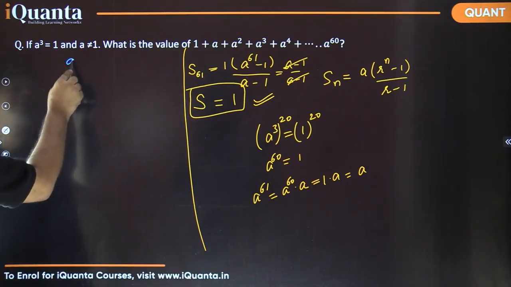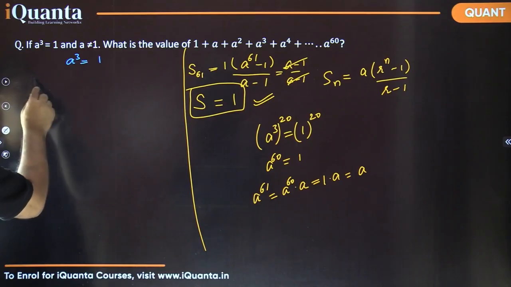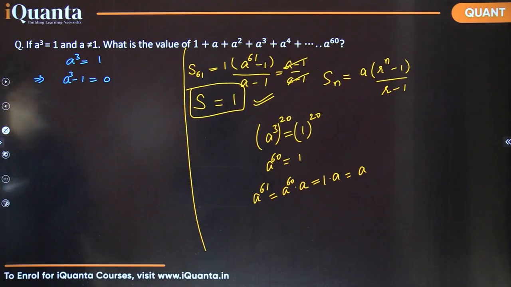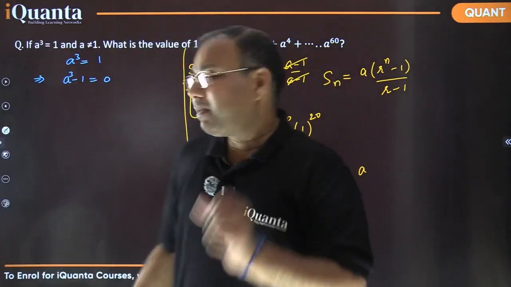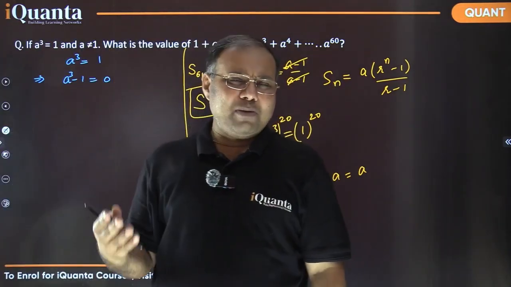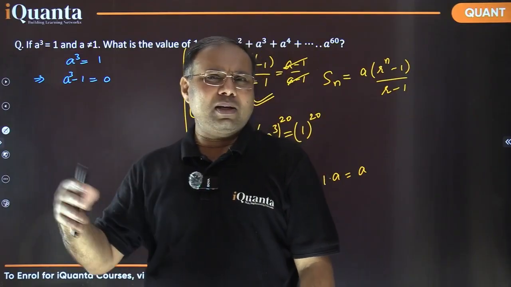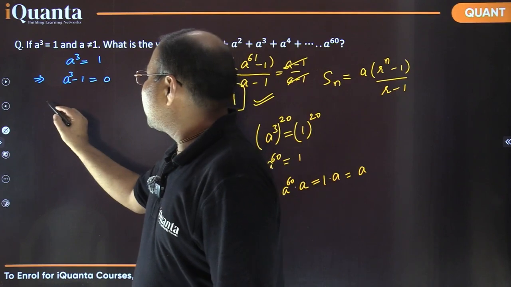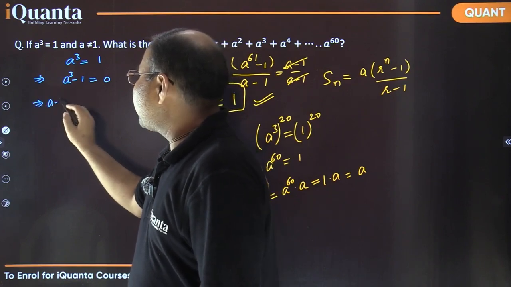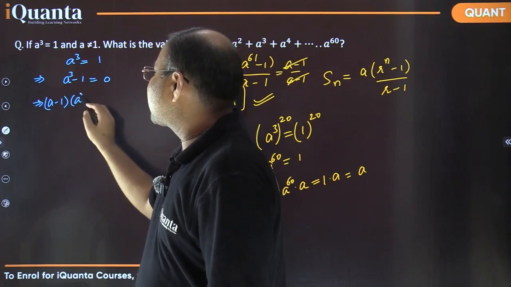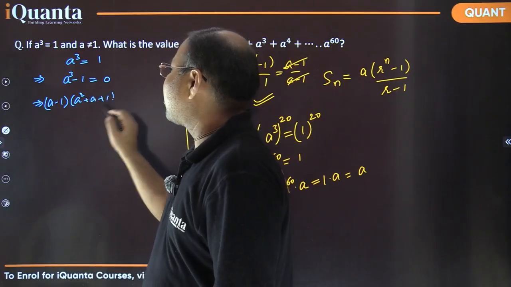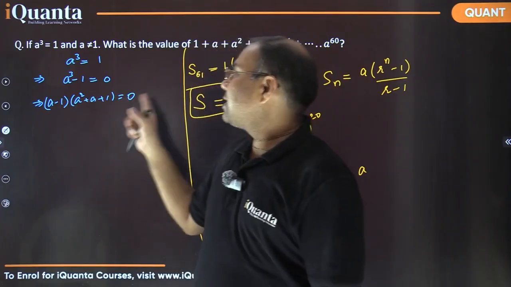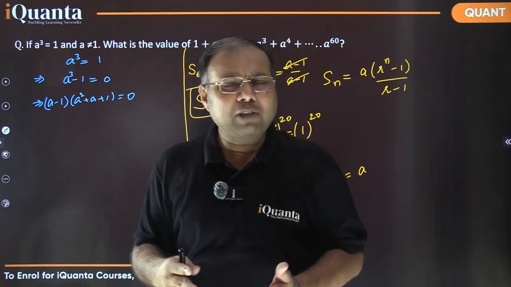So when we say a cube equals 1, it means a cube minus 1 equals 0. Yes or no? Yes. And now you must be familiar with the identity of a cube minus b cube, right? It is a minus b into a square plus ab plus b square. So in this case, b is 1 only. So this basically becomes a minus 1 multiplied with a square plus a plus 1, in that order. And that is equal to 0. Now because it is a product of two terms that is equal to 0, it means at least one of them must be 0.